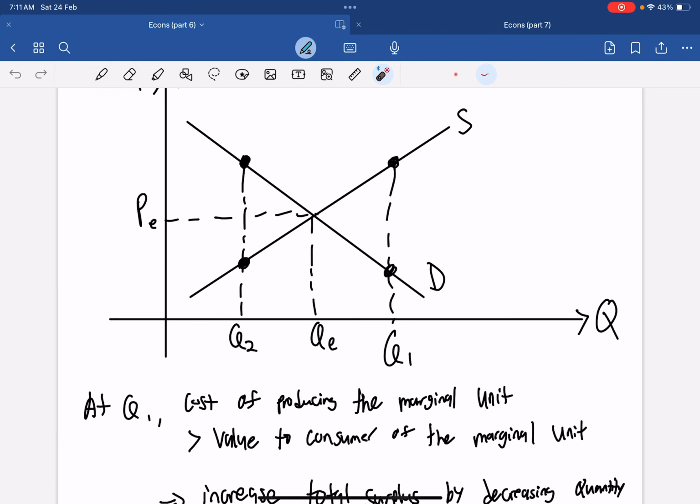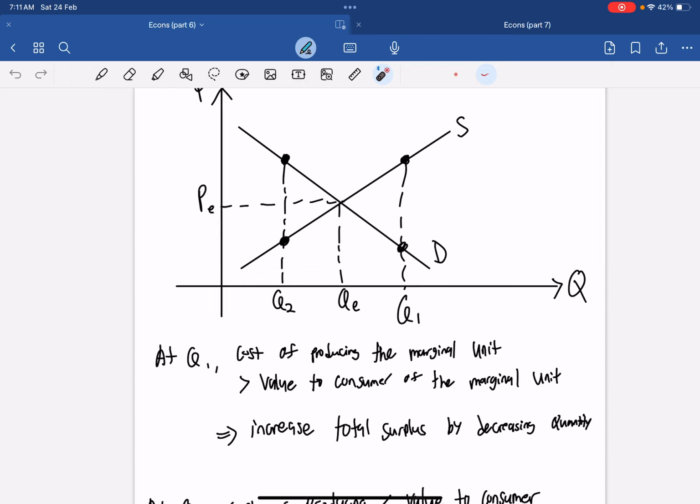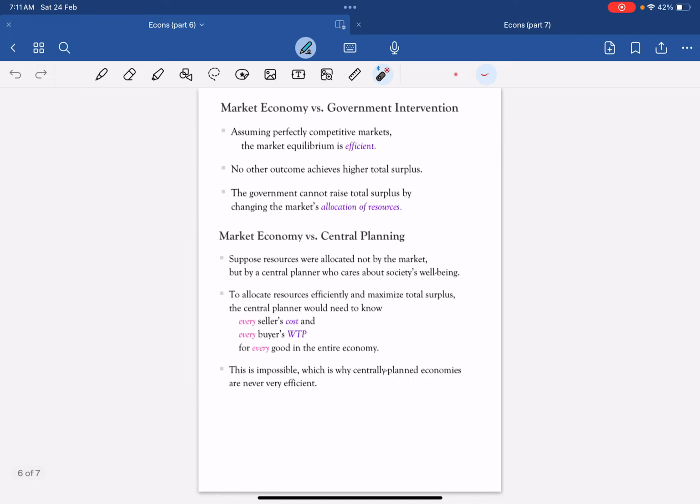Because if you think about it, we just need to decrease this all the way, and then once we reach this point, our cost equals value. So we cannot increase our total surplus by decreasing quantity anymore. So we are stuck here. So that's it. We maximize at QE from this side, and then we maximize from QE from this side. So we maximize from both sides. It means that QE maximizes total surplus. So I hope you understand this part, and this is the essence of this video.